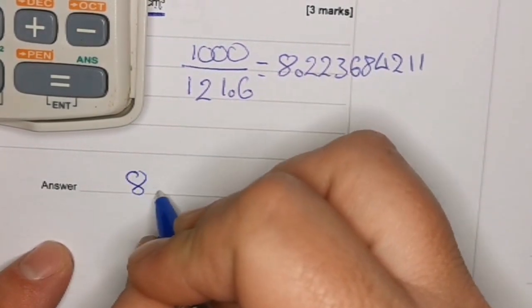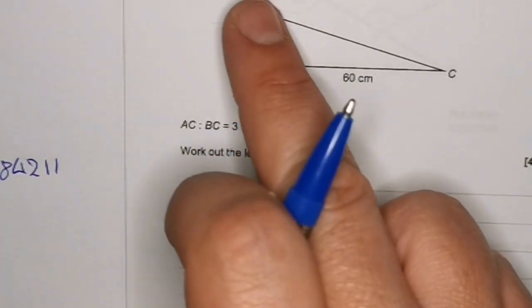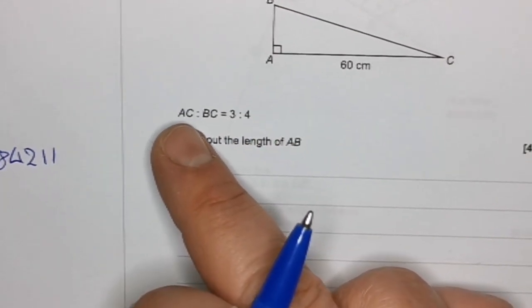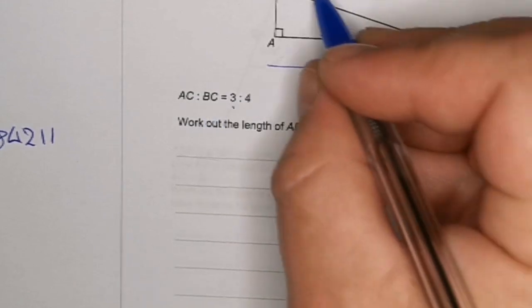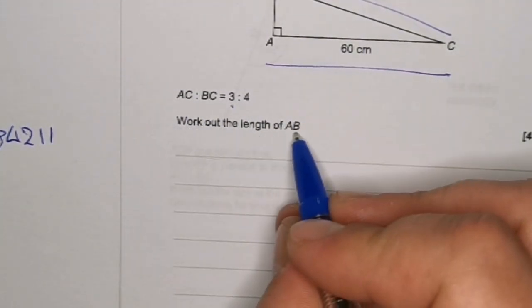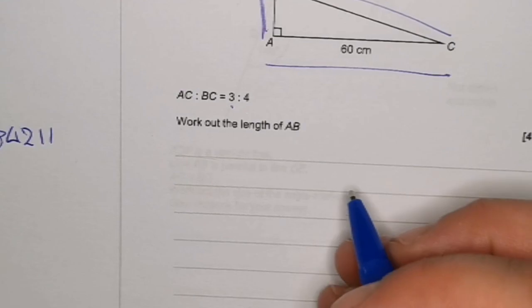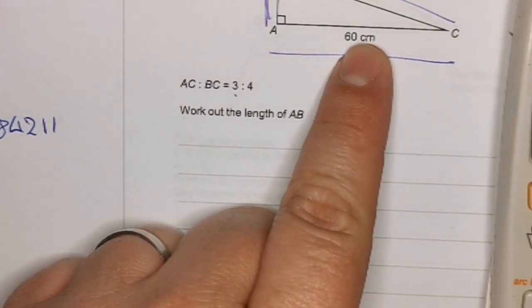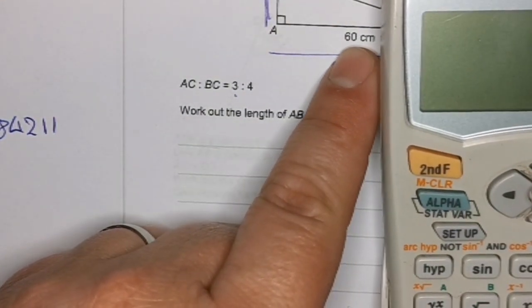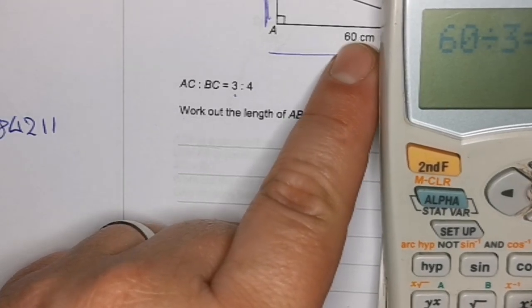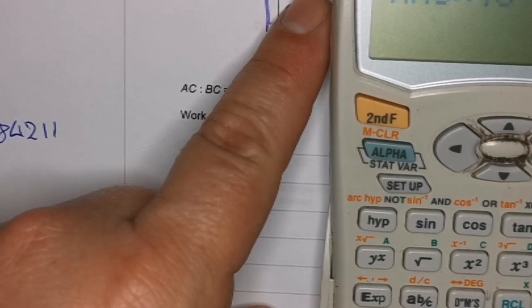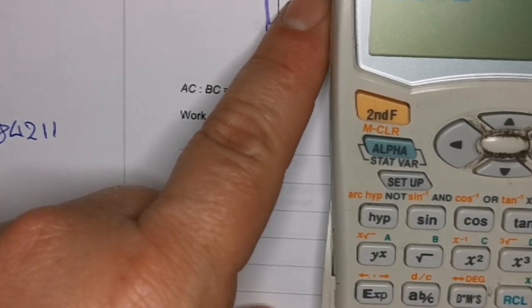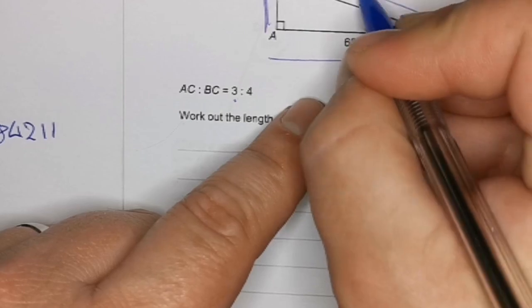And then give a rounded answer down here. Here is a triangle ABC. A to C, so this bit is 3 parts of B to C, so B to C is that bit. Work out the length of AB, so I actually want to get that bit. So if that's 3 parts, let's find out what 1 part is by dividing it by 3. So 1 part's worth 20. That's 4 parts, so 20 times 4 will give me 80, so that bit's 80.